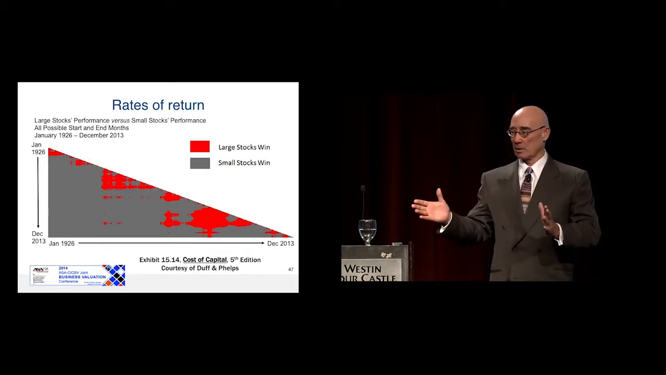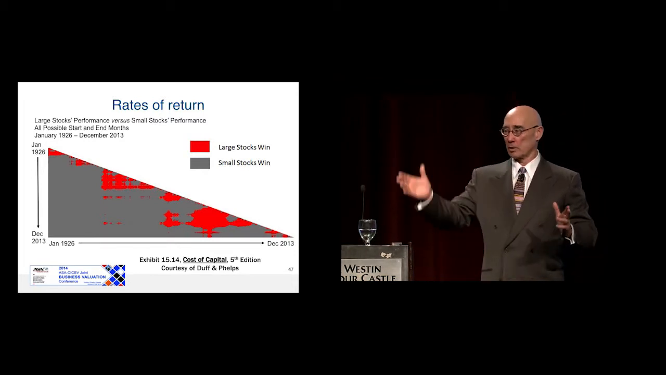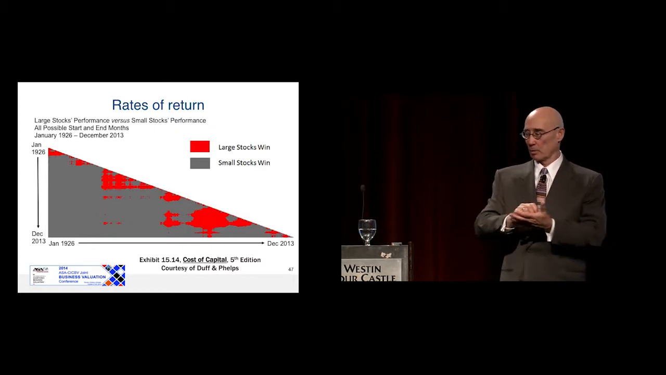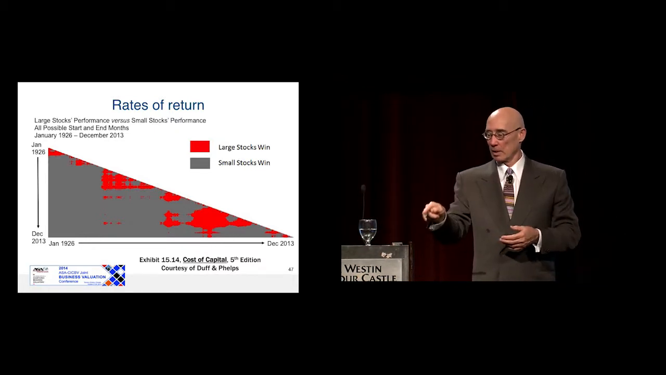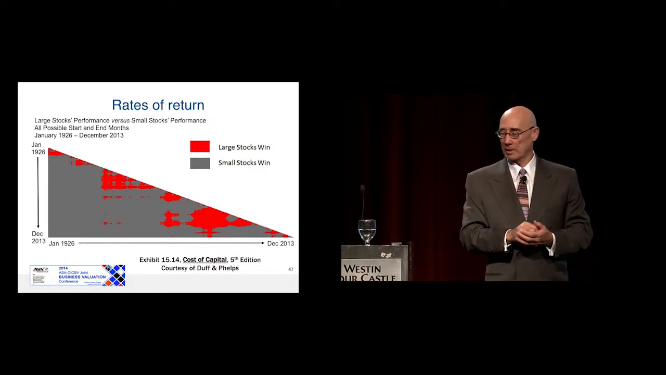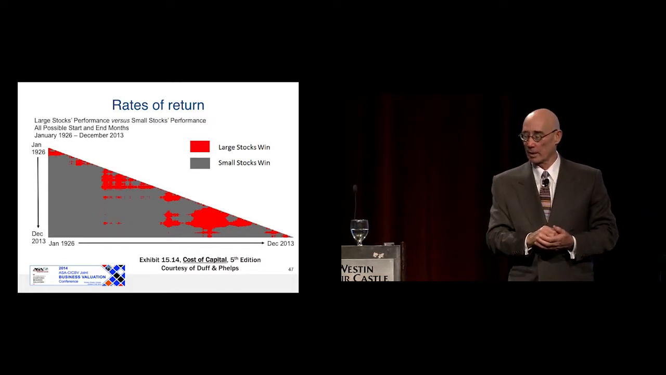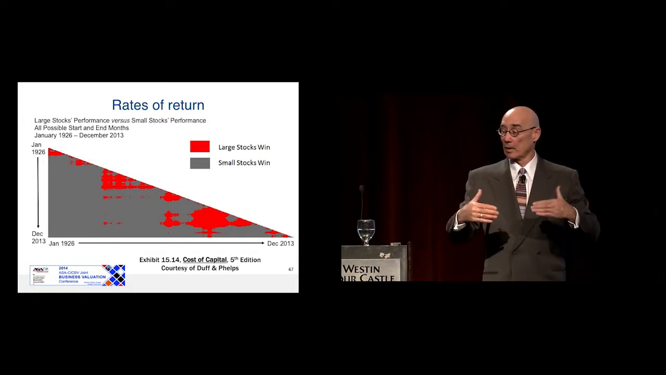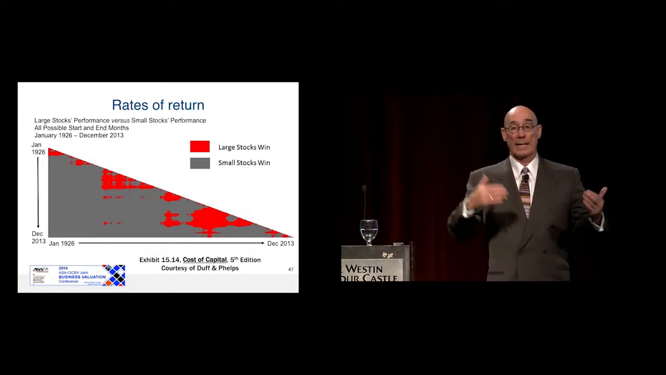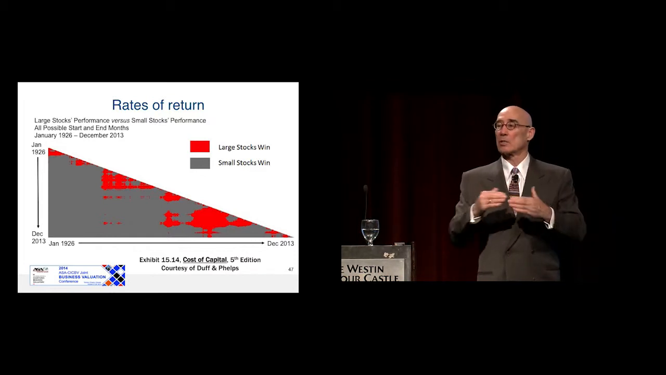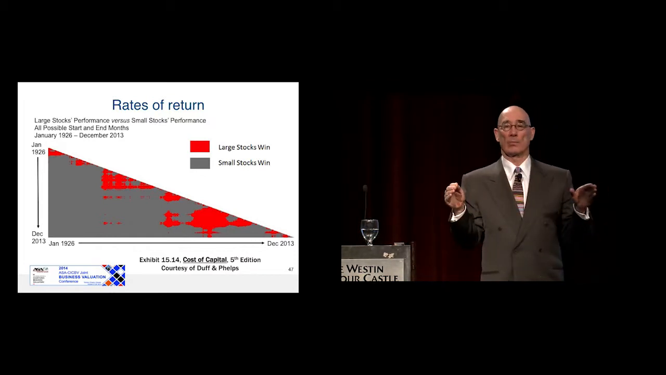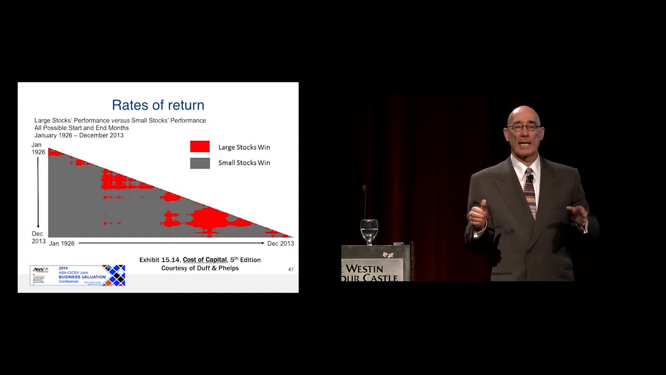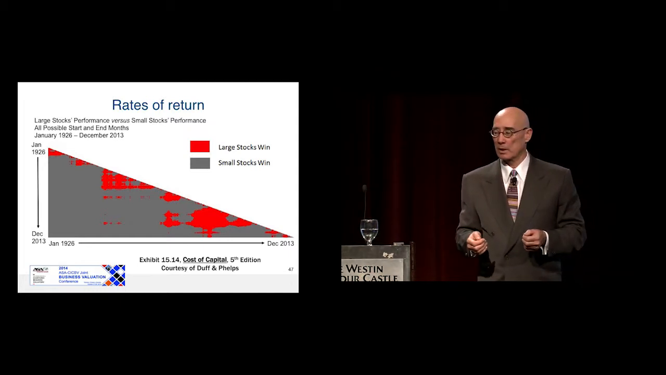In the Pratt and Grabowski Cost of Capital book, which you're all going to purchase after this session and have Dr. Pratt sign it for you, this is one of the best little graphs in there. It's exhibit 15.14, and it shows the time frames in which large stocks won and small stocks won. This is just one example of why the backwards looking data mining process does not work.